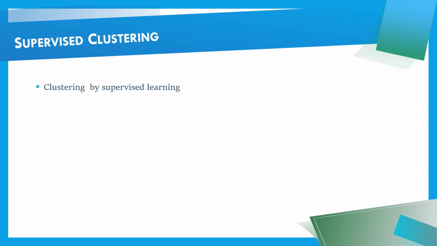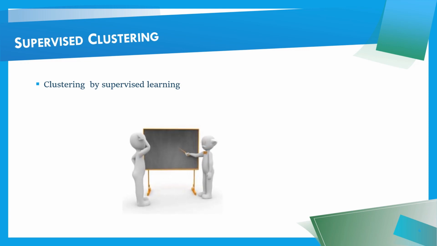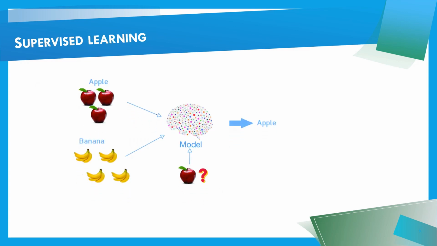If clustering is done by supervised learning procedure, it is known as supervised clustering. It is like a student learning from a teacher. Let us recall, supervised learning learns a mapping from input data to desired output using labeled input. The trained model makes predictions or classifies new unseen data. In the example shown, apples and bananas are presented to the learning model with labels apple and banana. In future, if apple is presented to the model, it classifies it as apple.